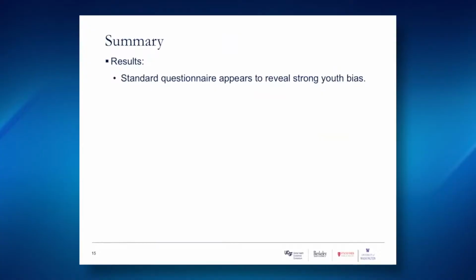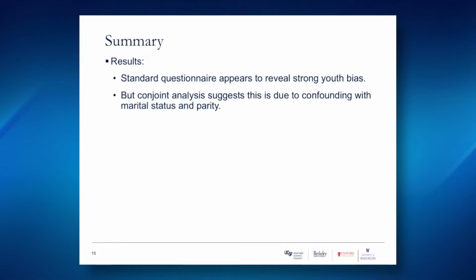So just to summarize, again, these standard questions where we ask the providers, again, in these very difficult ways of trying to ask these providers these sort of different types of questions in a standard questionnaire, it seems to reveal this really strong youth bias. But when we try to unpack that using the conjoint method in this case, it looks like it's not the youth at all that's causing the bias, it's the marital status and parity.